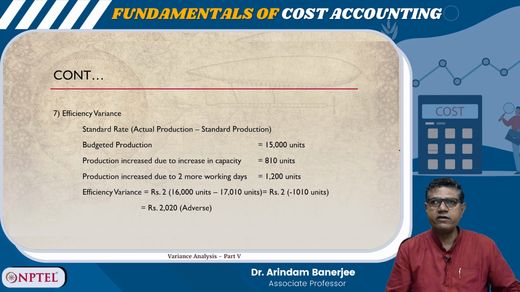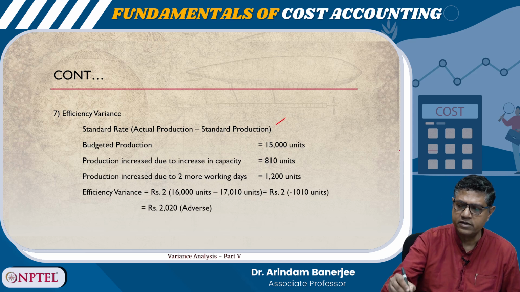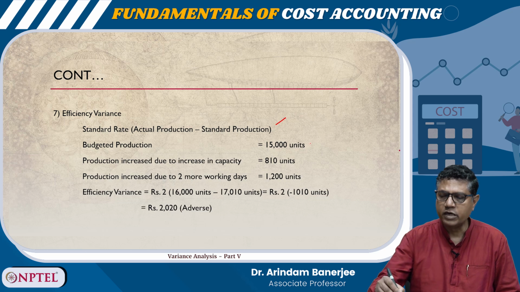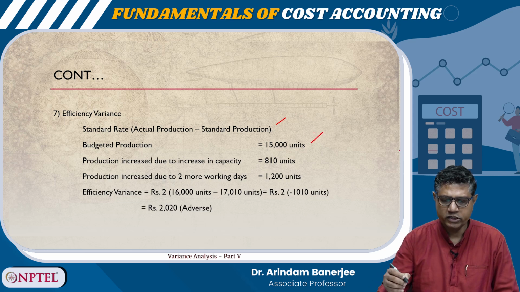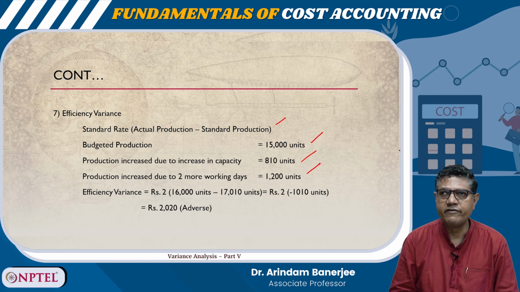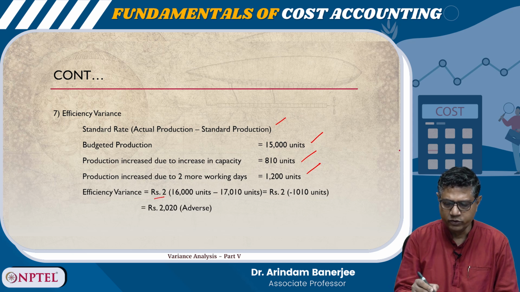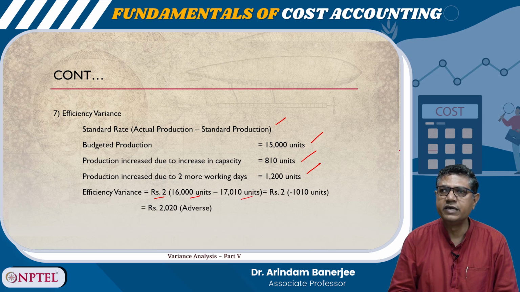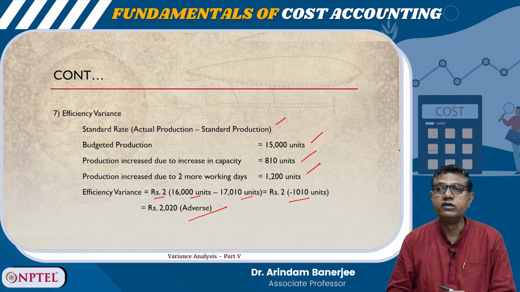Efficiency variance is standard rate into actual production minus standard production. Budgeted production is 15,000 units. Production increase due to increase in capacity 810 units. Production increase due to 2 more working days 1200 units. So, efficiency variance is rupees 2 into 16,010 units minus 17,010 units, which is equal to rupees 2 into minus 1010 units, right.